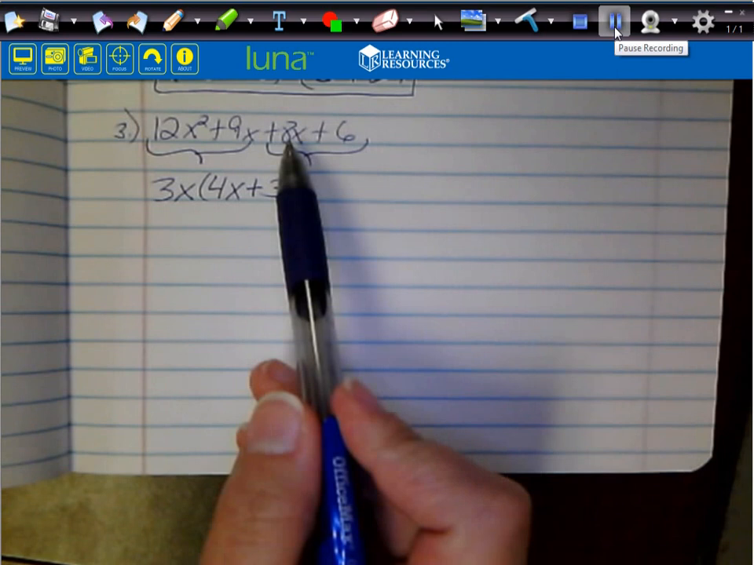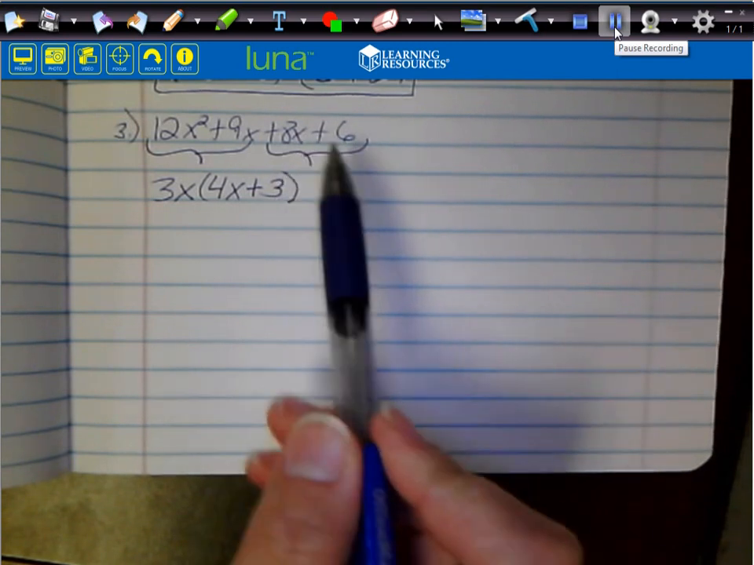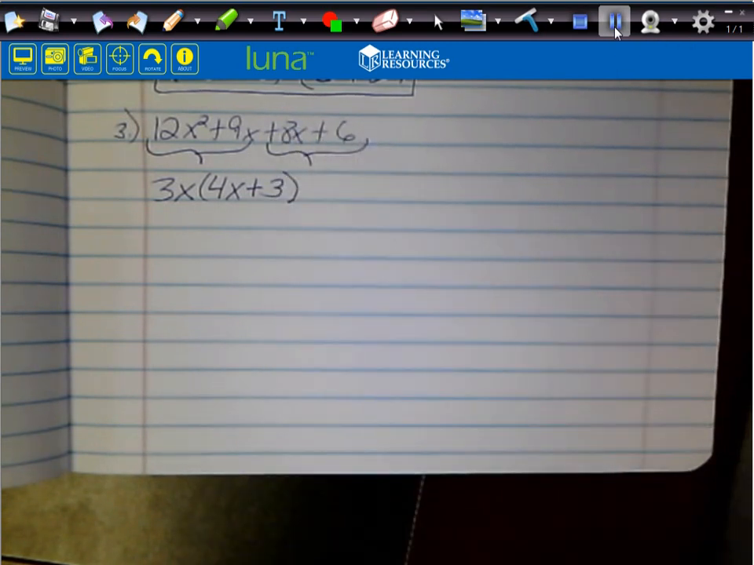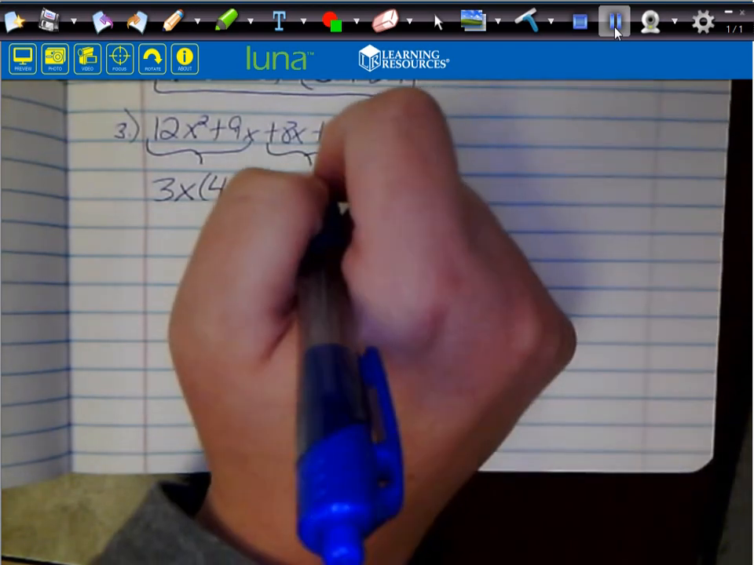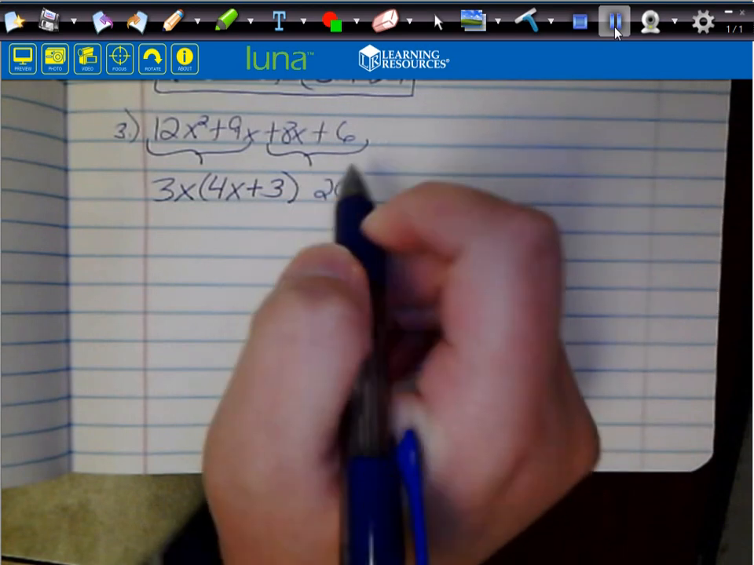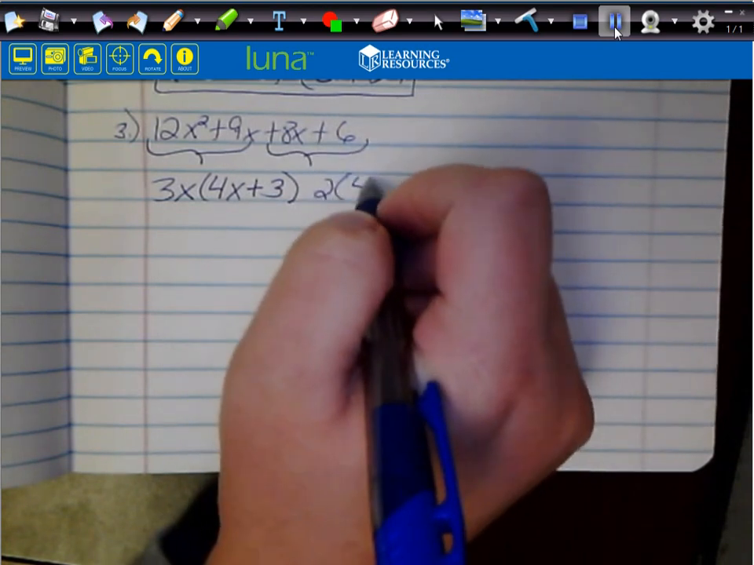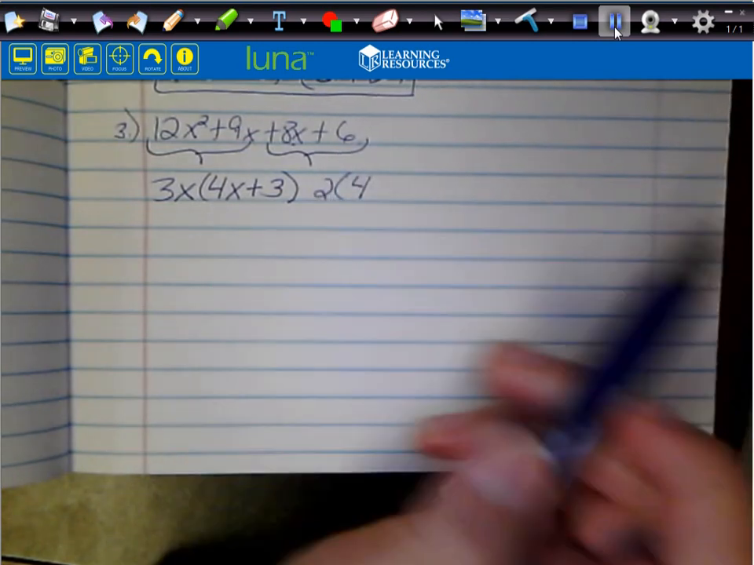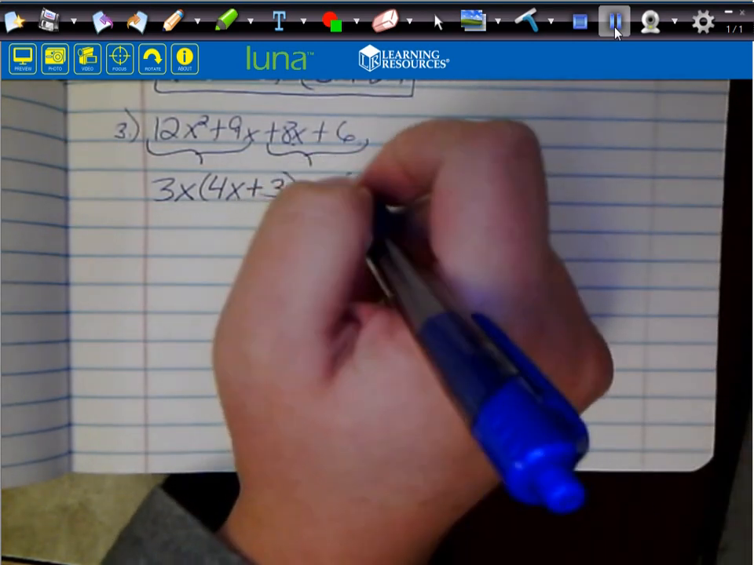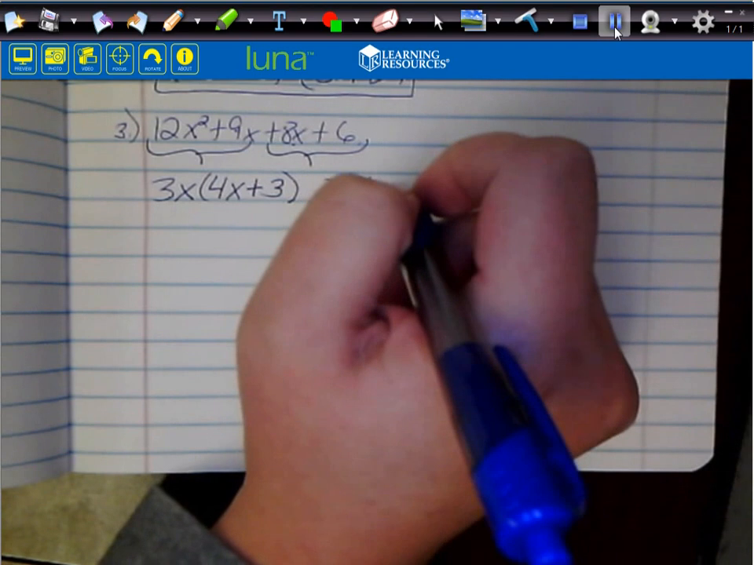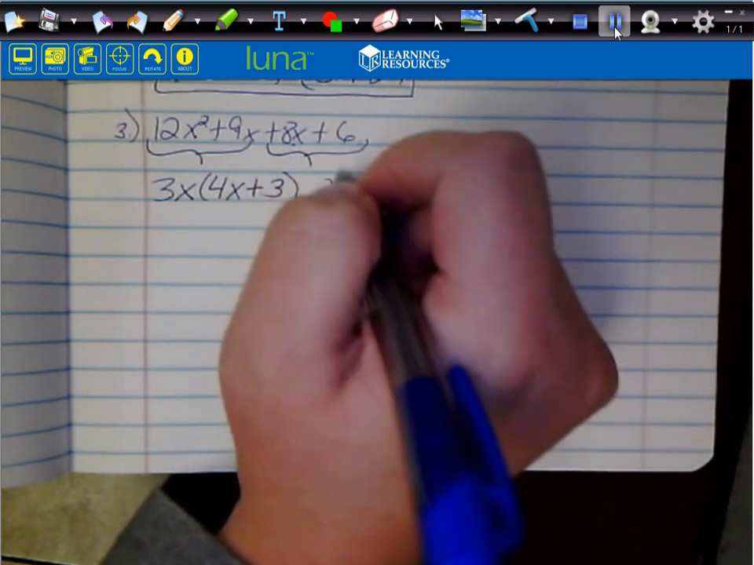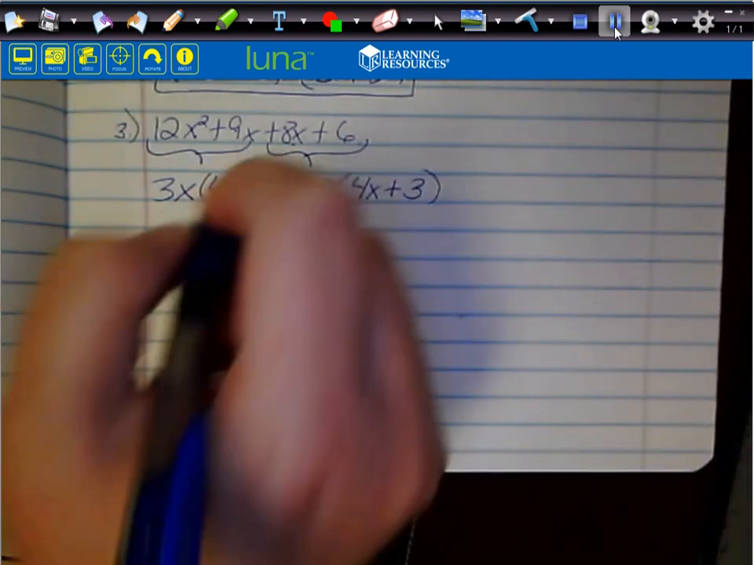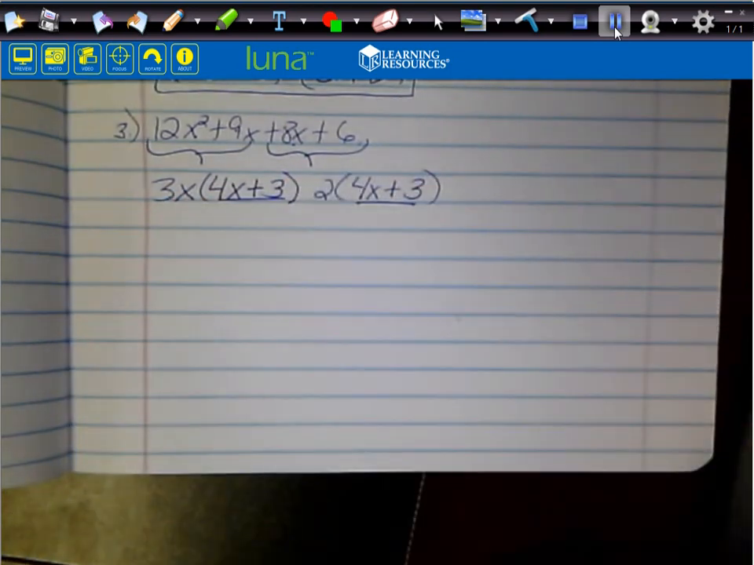Alright, now we're going to look at the second grouping, 8 and 6, and I'm going to look at my factor sheet and figure out what the greatest thing 8 and 6 have in common, and the greatest thing 8 and 6 have in common is a 2. So I'm going to say 8 divided by 2 is 4, and again this time I can't take out an x because that 6 doesn't have one, that's why I only took out the 2. So I'm going to bring that x down, and then I'm going to say 6 divided by 2 is 3. Again, notice I got the same thing on the inside of the parentheses.